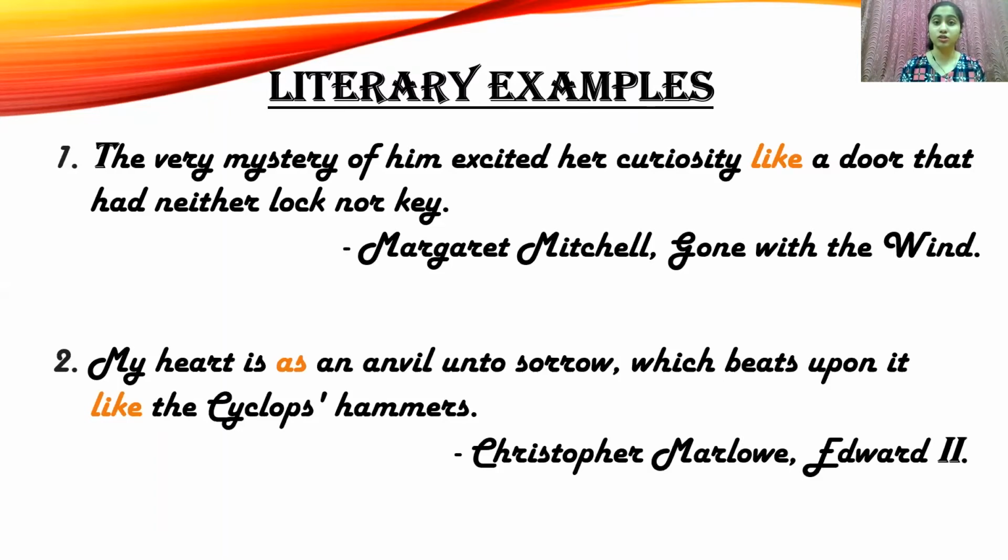Anvil means a huge block of iron used by blacksmiths to bring metals into shape, which beats upon it like the Cyclops' hammer. Cyclops here is a mythological creature. So, just like a hammer is beaten upon or is hit upon an anvil, similarly the sorrow beats upon the heart of the king, thus causing him great misery. So here you see, the king's heart has been directly compared to an anvil and sorrow has been directly compared to the hammer.